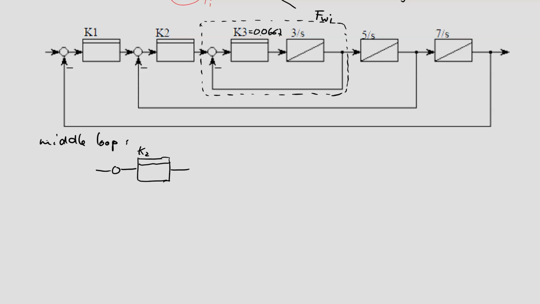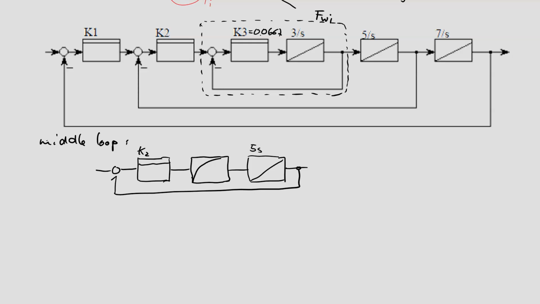This is K2. This is then a PT1. The closed loop FWE, we have just calculated some seconds before, is a PT1, and we have to add now the second integrator with our 5 second value, and then we have an internal negative feedback.